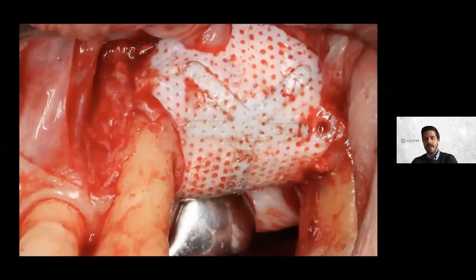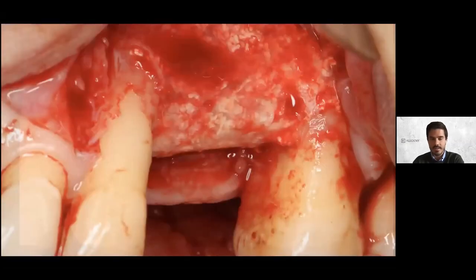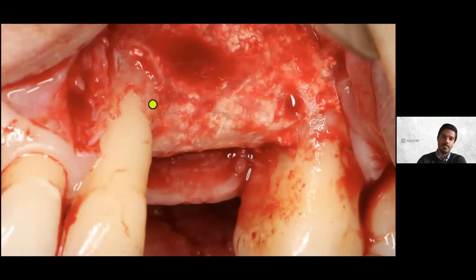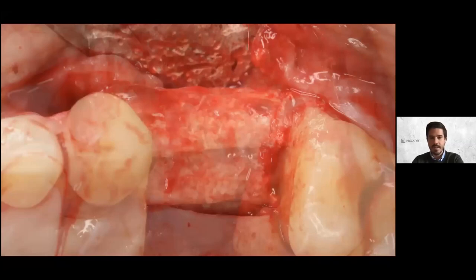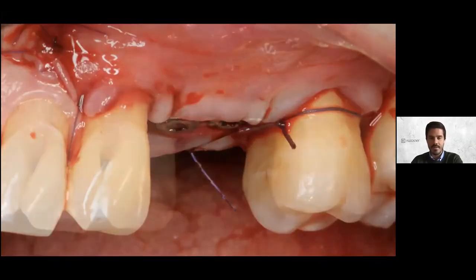This is when we raise the flap. Look at the bone gain in the proximal part of this tooth and also at this tooth. This is before. And look at this. We had the bone here, and we gained bone until here. Then we place two implants, and we finalize the case with the connective tissue graft.